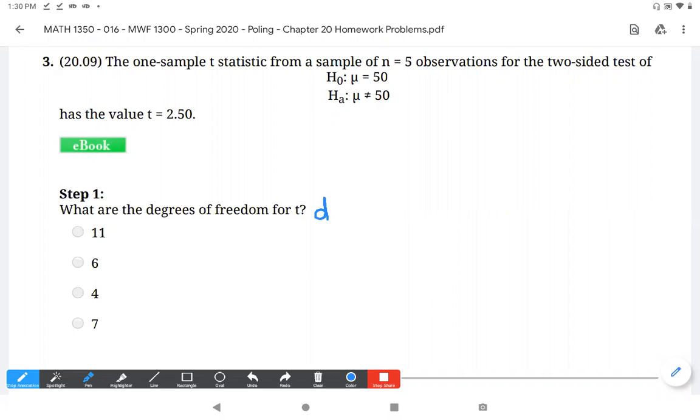The degrees of freedom is n minus 1. We have 5 for n, so our degrees of freedom is 4.